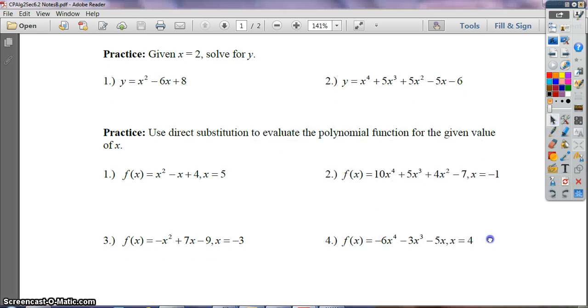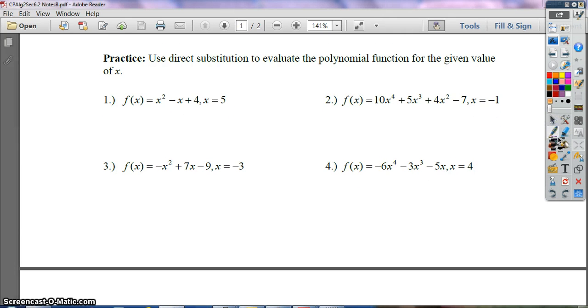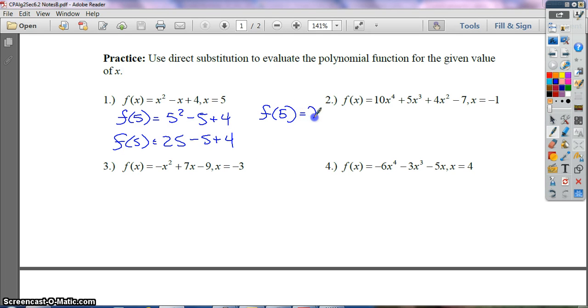All right, moving down to 1 through 4. It says use direct substitution to evaluate the polynomial function for the given value of x. So all I'm doing is putting in positive 5 for every x here. So f of 5, as I'm putting 5 in for x, equals 5 squared minus 5 plus 4. So f of 5 is 25 minus 5 plus 4. 25 minus 5 is 20. 20 plus 4 is 24. So what this says is when x is 5, y is 24. So that's a point on the coordinate plane.